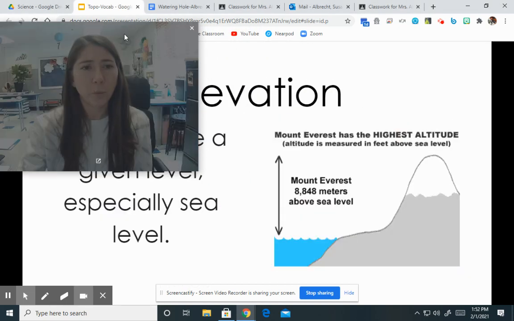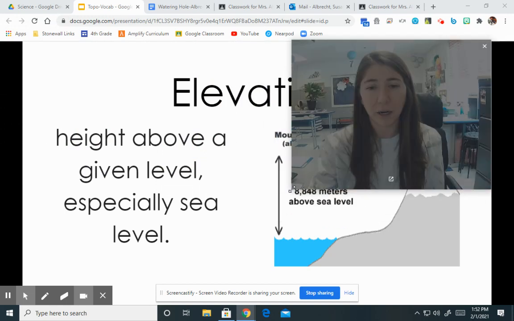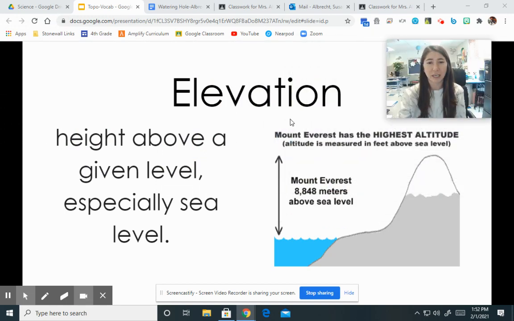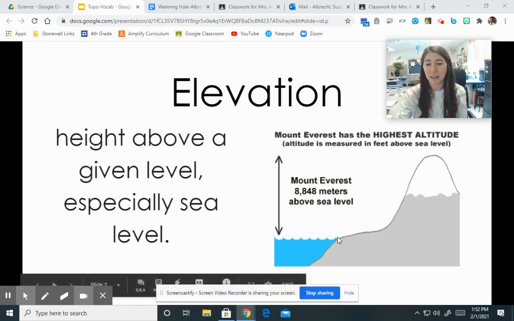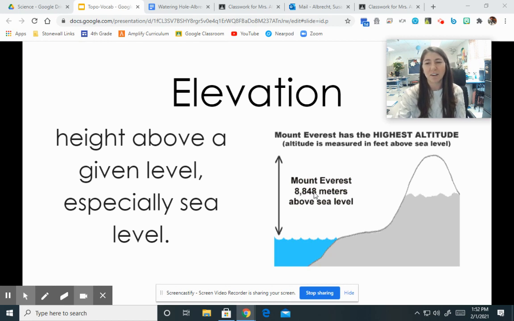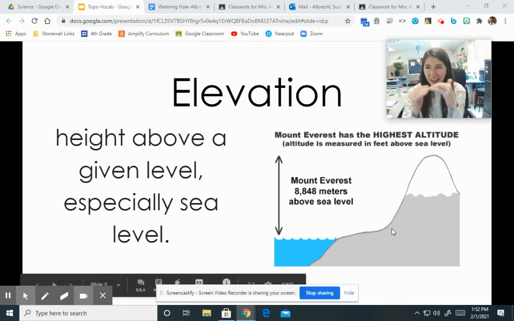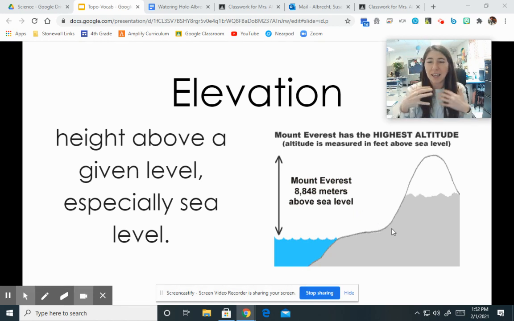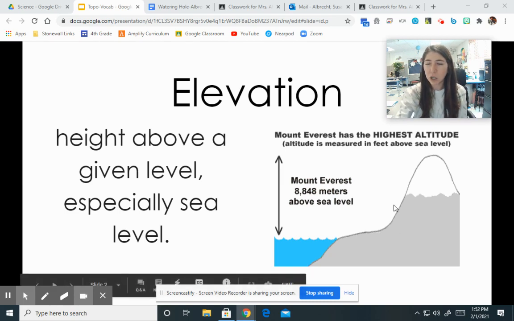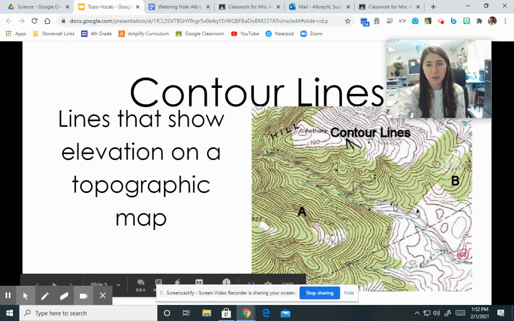So one really important vocabulary word, let me shrink myself here so you can see the whole screen, is elevation. When we talk about topography, the word elevation means the height above a given level. So when we talk about elevation, it's the height above sea level. If you look at this picture, Mount Everest is 8,848 meters above sea level. So you're thinking about how tall it is, the elevation of the area. How tall that area is, that's elevation.